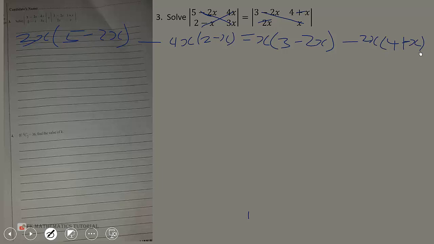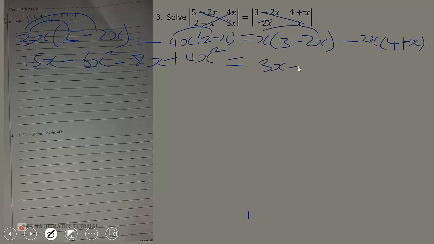So let's go. This times this will give us 15x. Again, this times this will give us minus 6x squared. And negative 4 times 2 gives us minus negative 8x. And negative 4 times this will give us plus 4x squared. Then we come here, 3x times this will give us minus 2x squared. And minus another 8x here. Then this and this will give us minus 2x squared again.